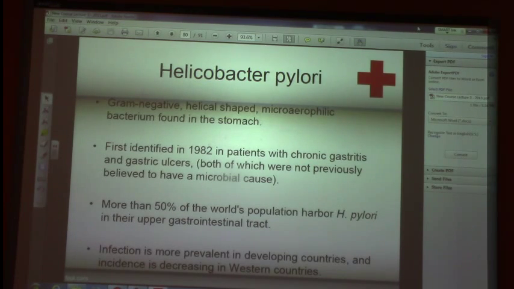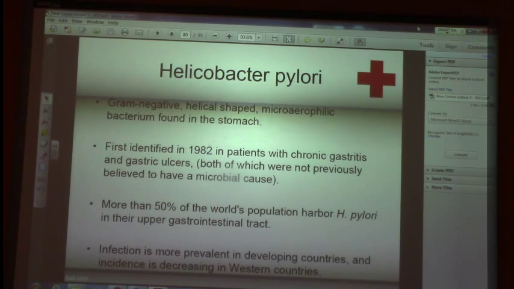Helicobacter pylori is next. This one is commonly referred to as H. pylori. These are gram-negative bacteria. They have a helical shape, hence their name. They are microaerophilic. If you recall from week 2's lecture, I mentioned that microaerophilic organisms are those that only require small quantities of oxygen, and they are found in the stomach. Therefore, H. pylori is considered to be an acidophilic organism. It requires an acidic environment.